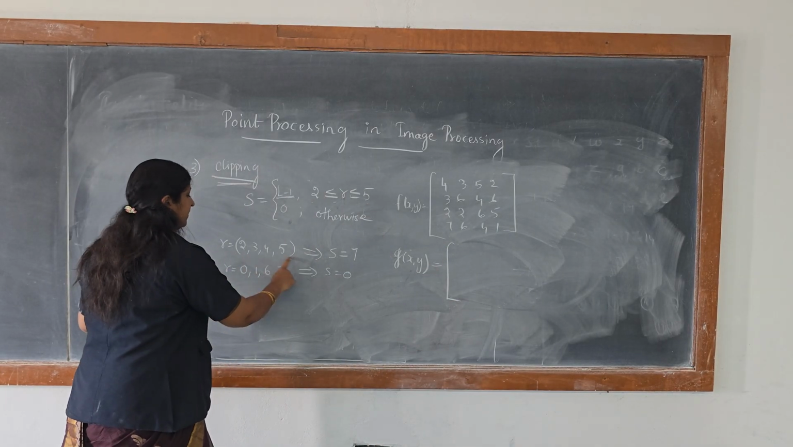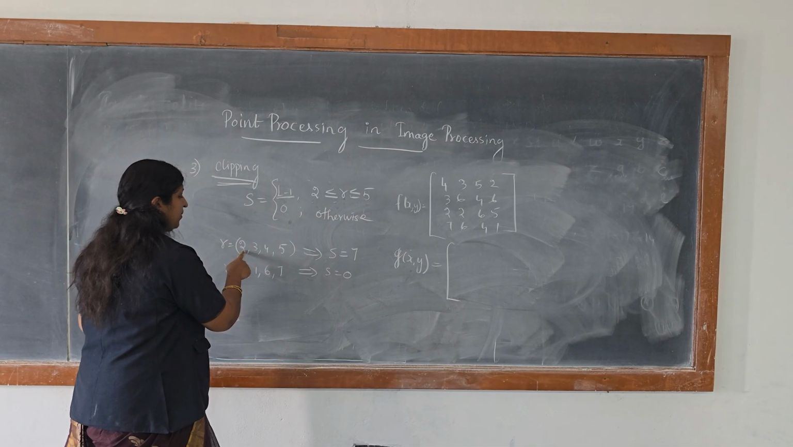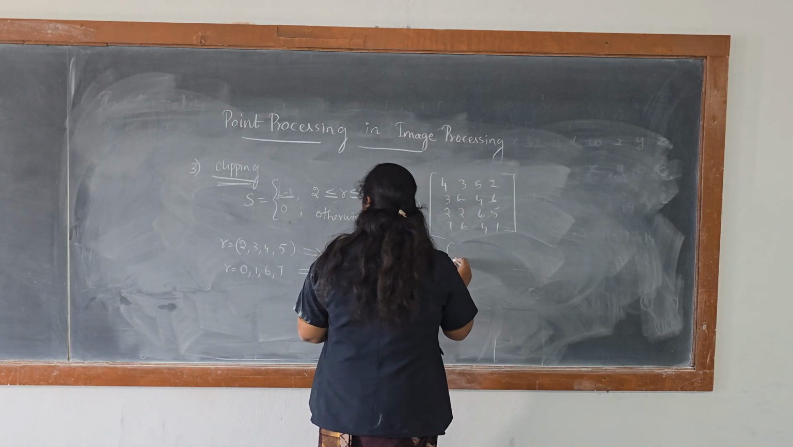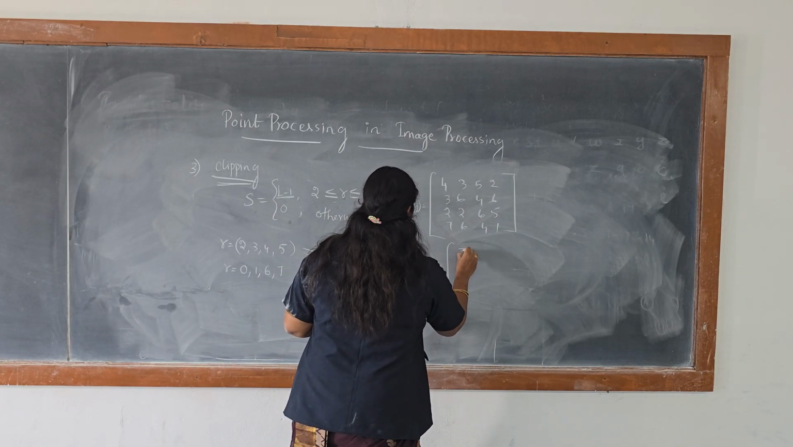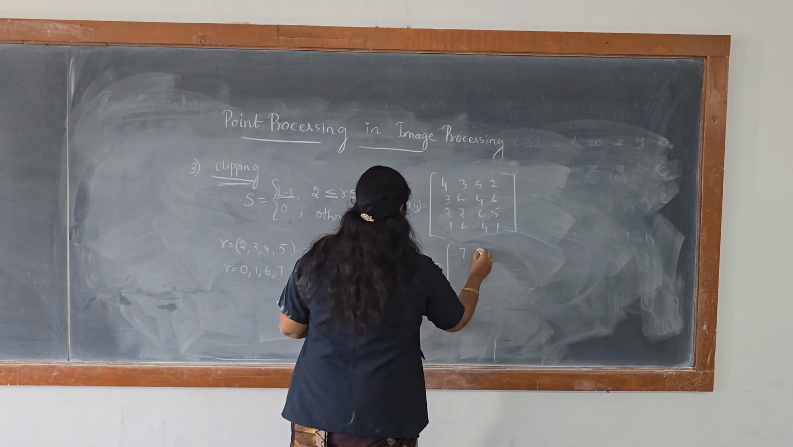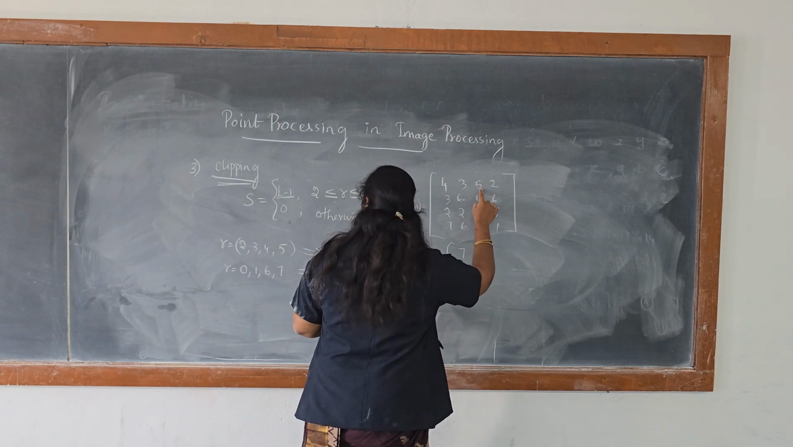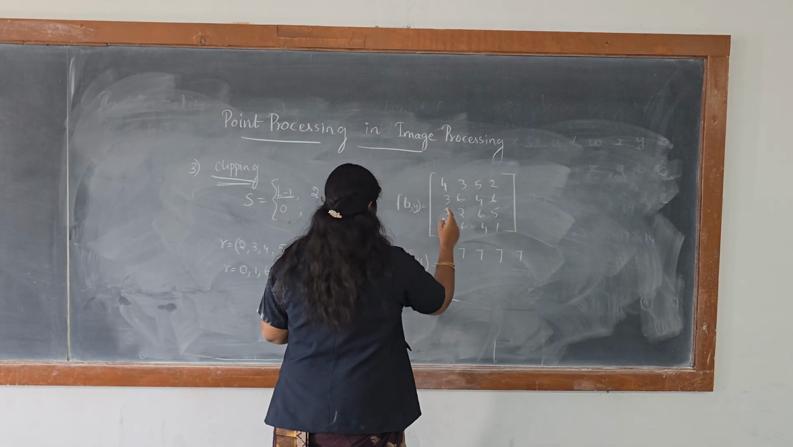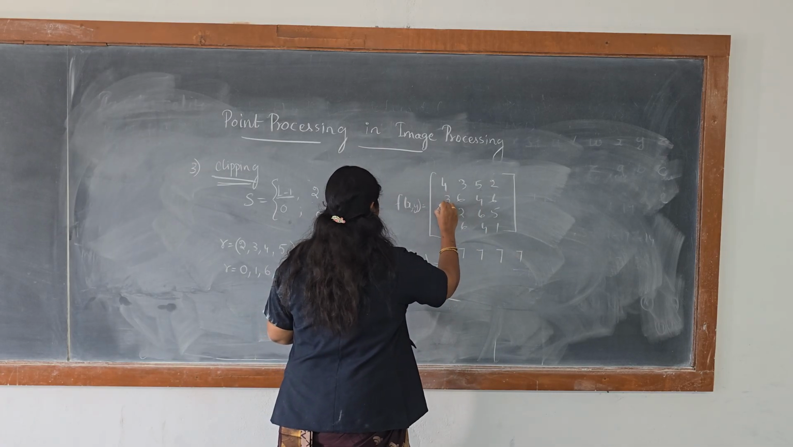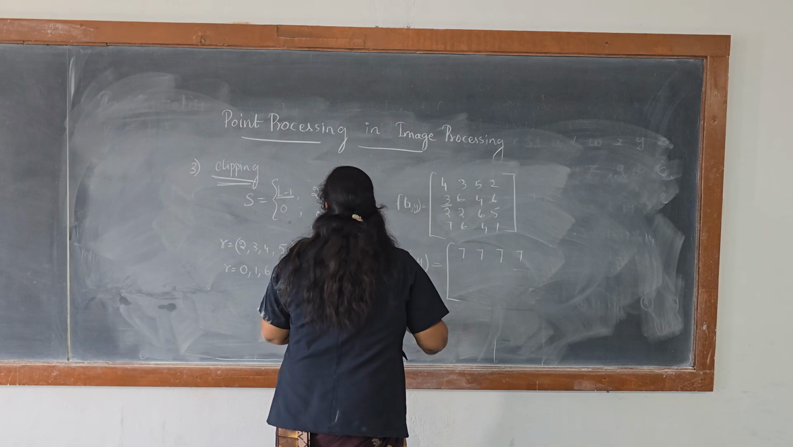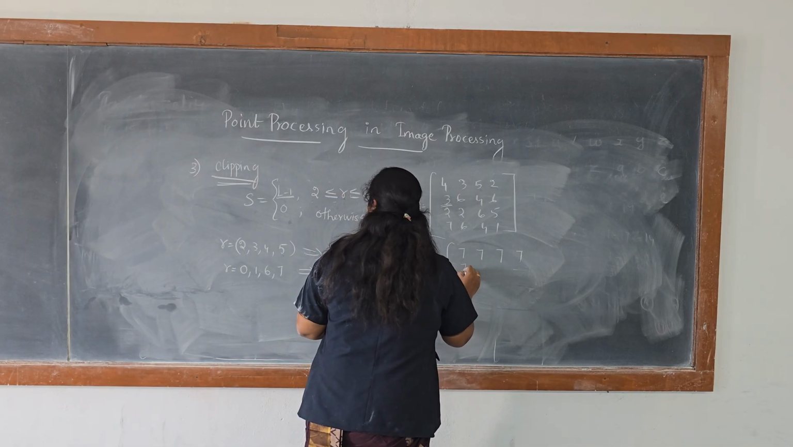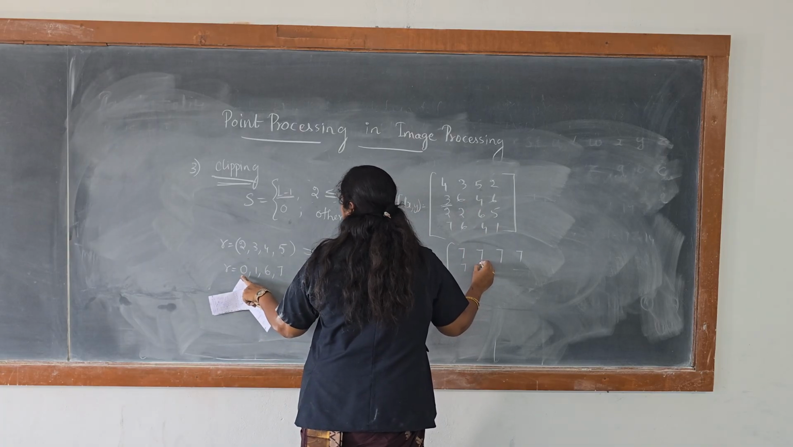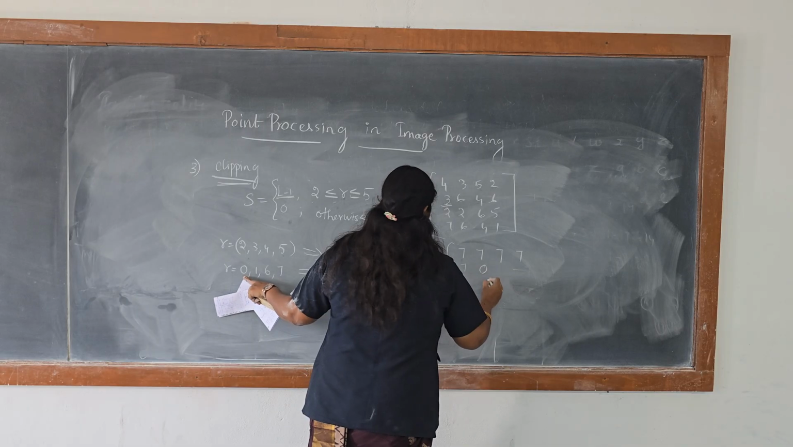We can relate this condition. If the R value lies between 2 to 5, then the S value will be 7. The first value is 4, which lies between 2 to 5, so the second is 7, 5 is also 7, 2 is also 7. Third row, value 3 lies between 2 to 5, so again 7. 6 is out of the range, so this value will become 0.